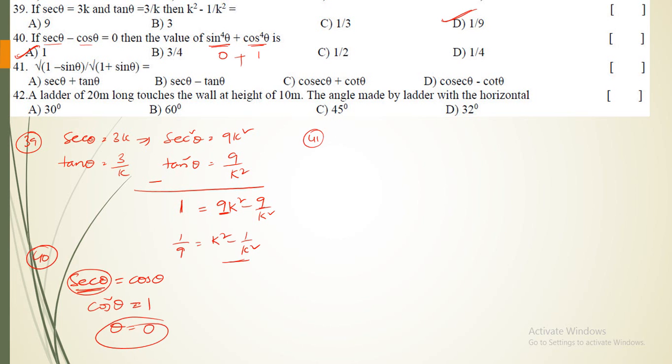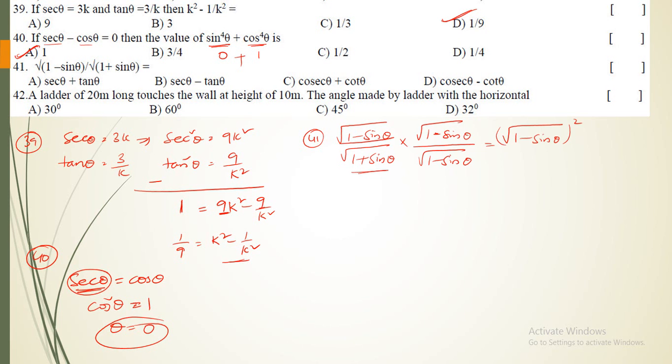What he has given? Square root of 1 minus sin theta by square root of 1 plus sin theta. So when you are having an irrational number in the denominator, simply what can I do? I can multiply with its conjugate. So 1 plus sin theta's conjugate is 1 minus sin theta. So when I multiply, since numerators both are 1 minus sin theta, this I can write as square root of 1 minus sin theta whole square divided by 1 plus sin theta into 1 minus sin theta. This I can write as 1 minus sin square theta.